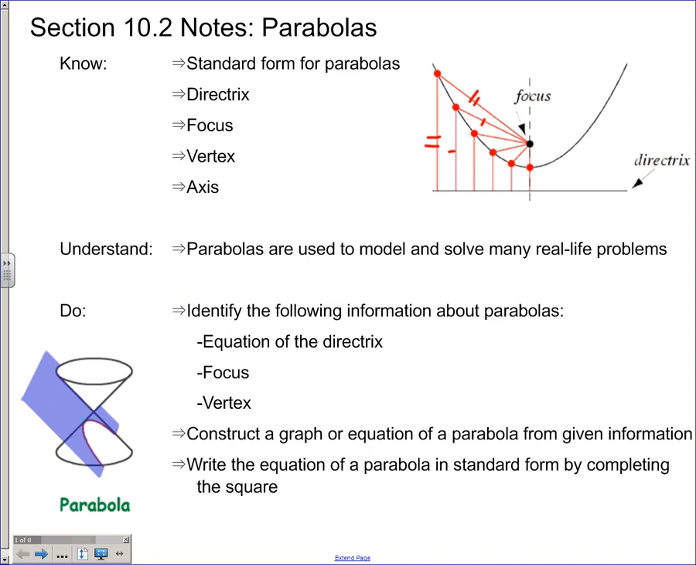But we're going to talk about this new term called the directrix. And the vertex, instead of having two vertices like we had with ellipses and hyperbolas, we only have one vertex because we really only have one piece of our curve, or one branch, instead of like hyperbolas had two branches.